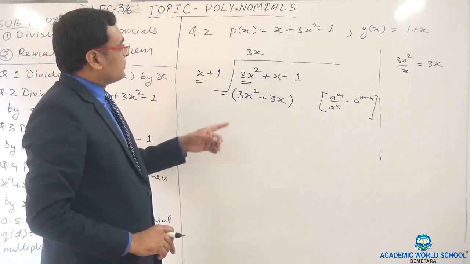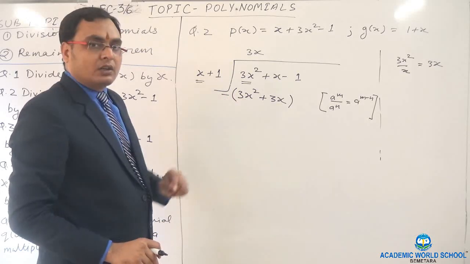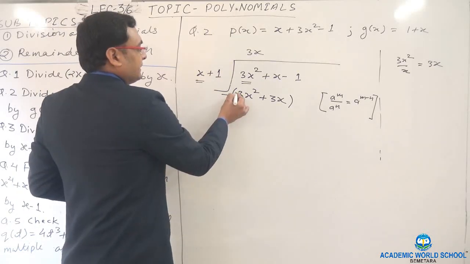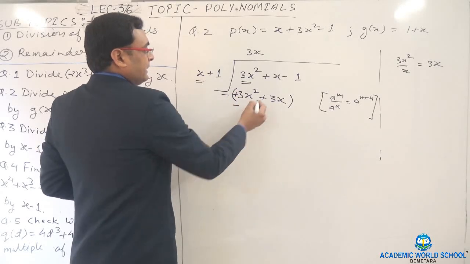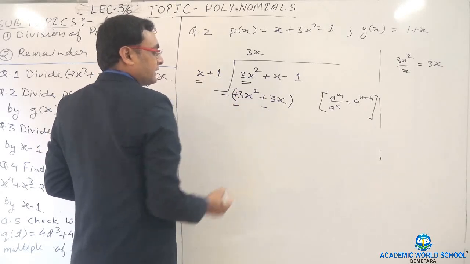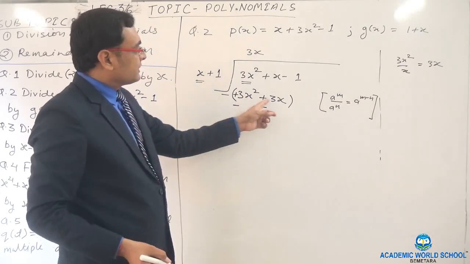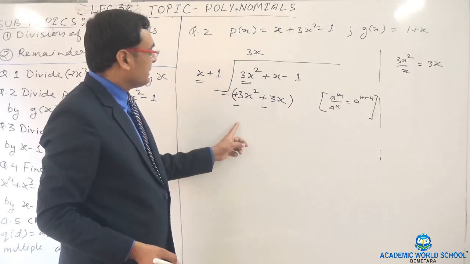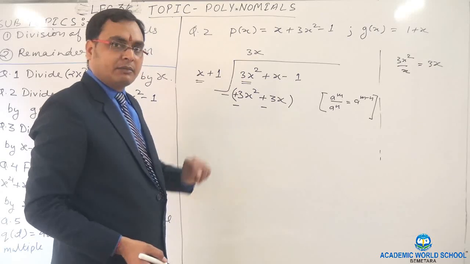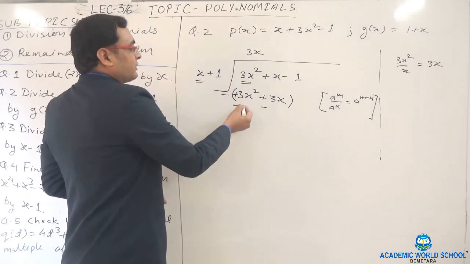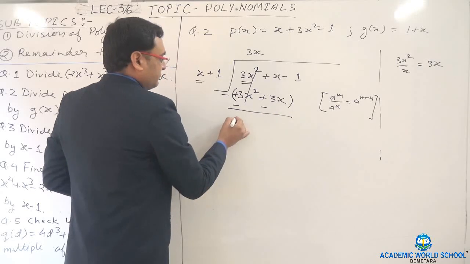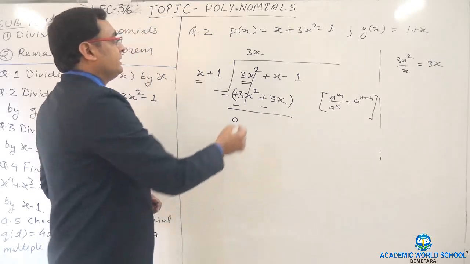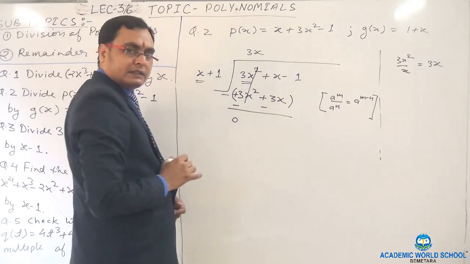dividend. When we subtract, the sign of the terms will change. This is a plus sign actually, this will convert into minus. This is also a plus sign, this will convert into minus, because we are subtracting it. Minus into plus, minus, minus into plus, minus. So 3x square minus 3x square, this whole term will become 0, and plus x minus 3x.